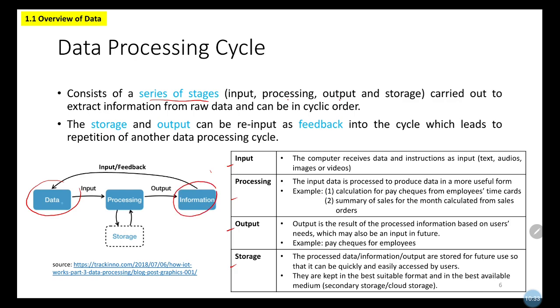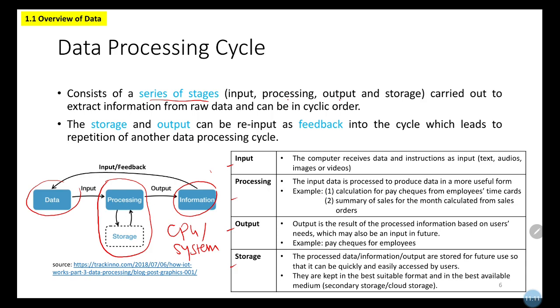You can see the arrow. So data is input into the processing. The processing here is actually within a CPU or a computer or a system, and then it will produce output. It can also be in cyclic order, meaning that once the information is produced, it can be re-inputted back into the system. It can become input and also feedback to the system. It will be processed and produced as output. And this is the storage and output.